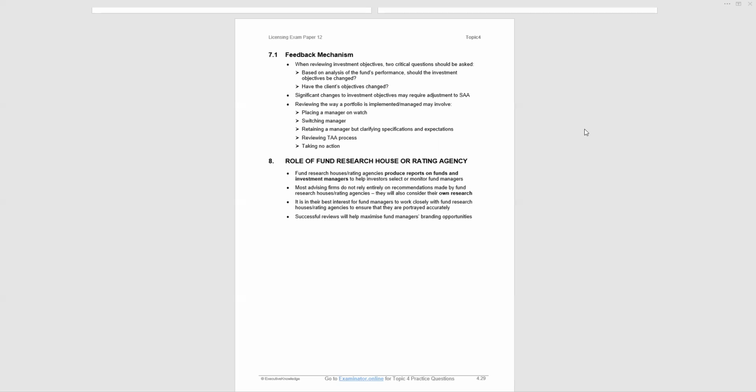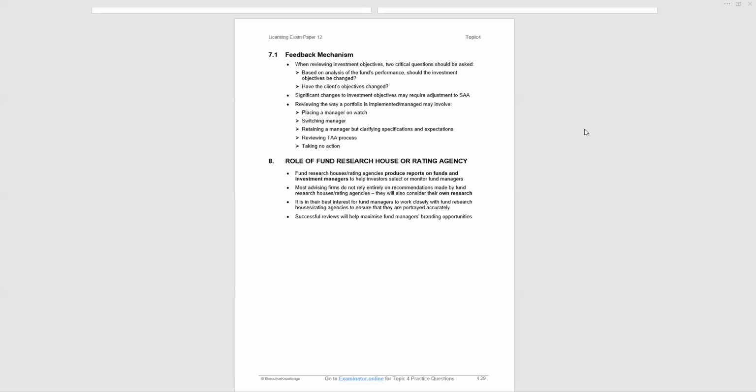And it's in the best interest for fund managers to work closely with fund research houses, the rating agencies, to ensure that their performance is being portrayed accurately. Any information that they think the research house could benefit from, they will provide. And successful reviews will help maximize fund managers' branding opportunities, because it is a business after all.